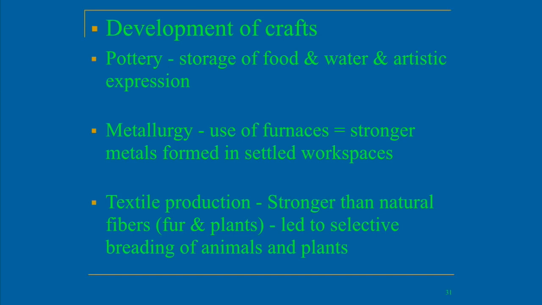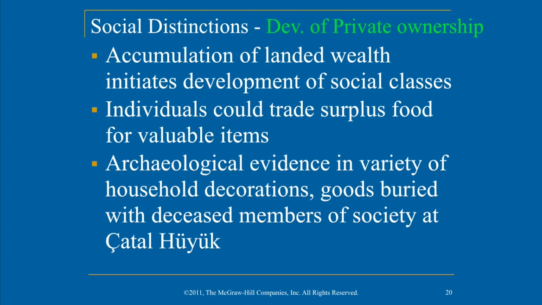There are some social distinctions that develop, and this is the start of private ownership. When you're not moving, you can now start to have land as a source of wealth. This is my plot of land. This is not your plot of land. You need to go over to your plot of land. Through the accumulation of landed wealth, this initiates the development of social classes. The guy with the most land should be in charge, or vice versa. The guy who's in charge should have the most land, and this kind of distinguished that the guy with the most land is in charge.